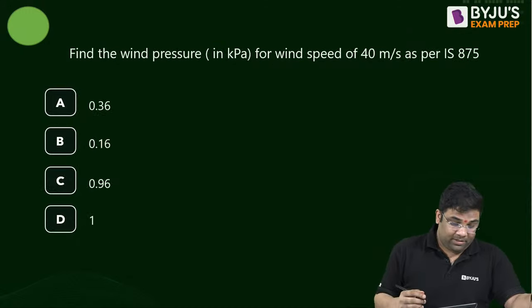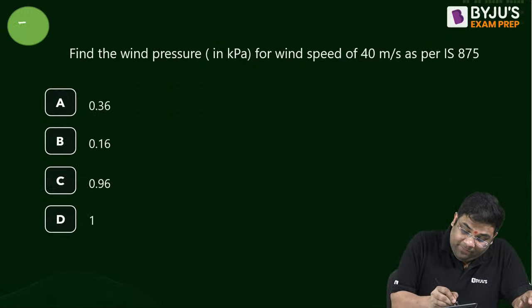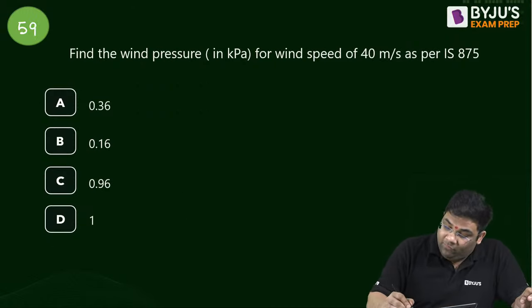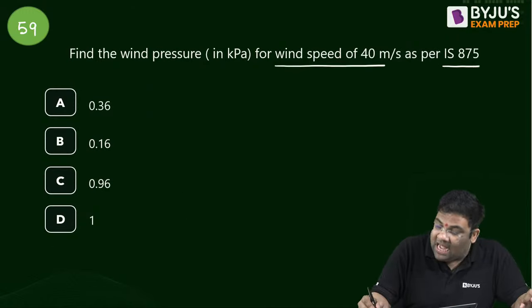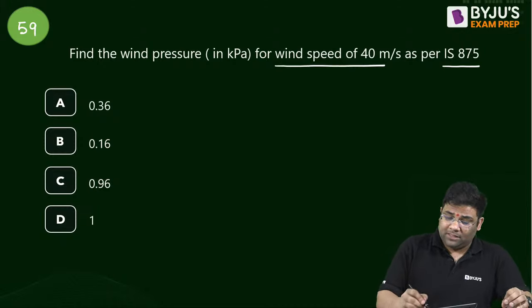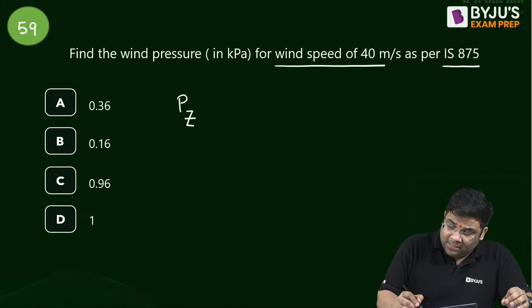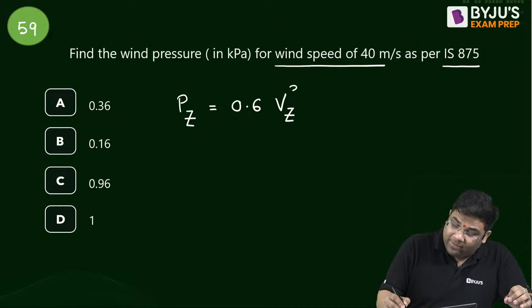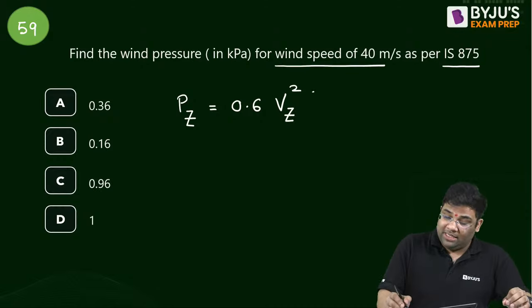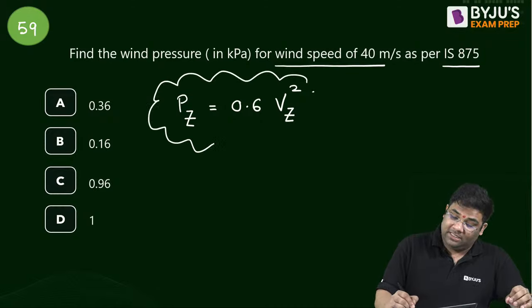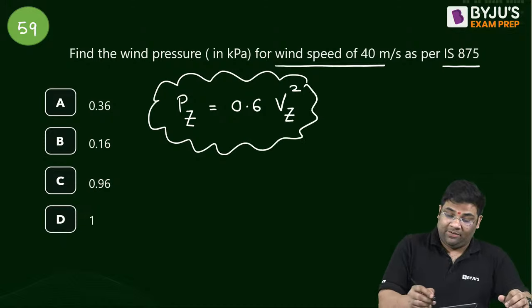Next, 59, wind pressure. If the wind speed is this, as per IS 875, I'll give you this formula: Pz is equal to 0.6 Vz square. This is the formula given for the calculation of wind pressure as per IS 875.